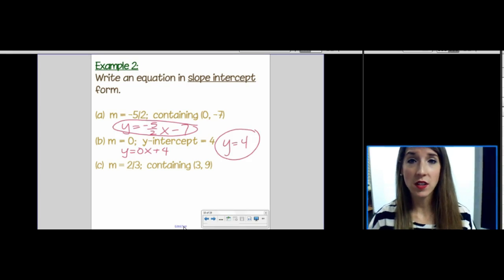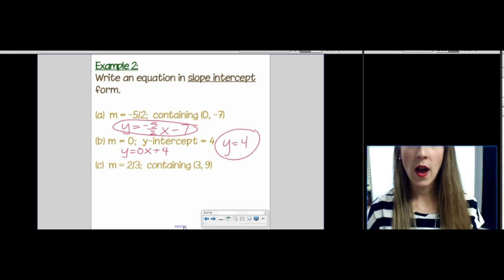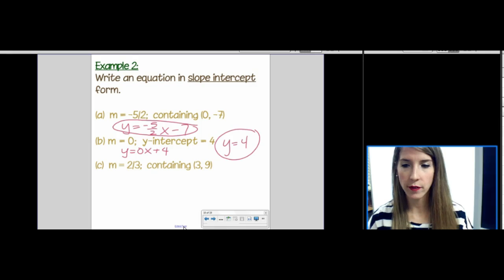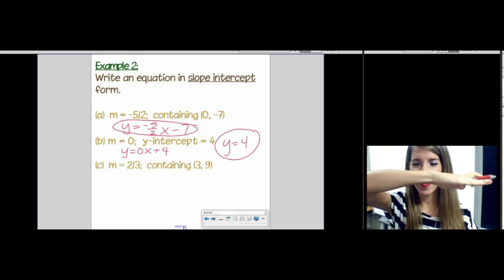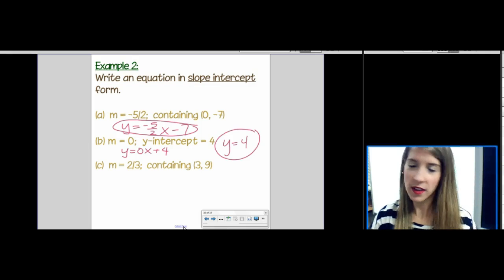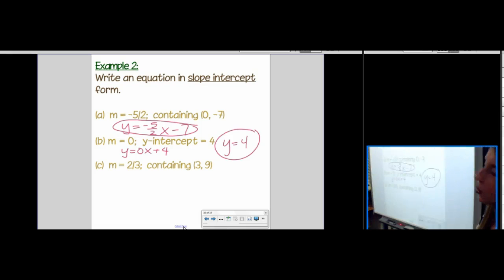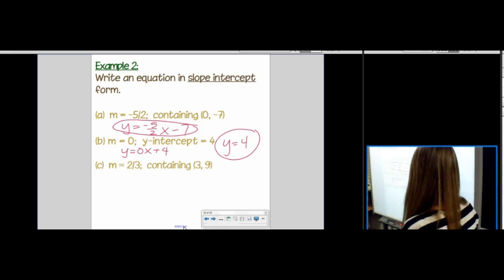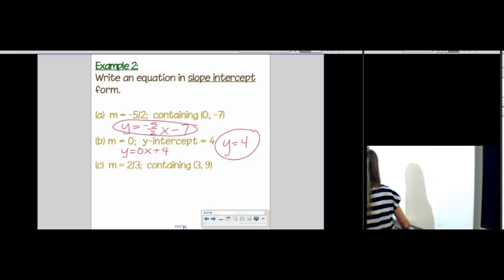Is that a horizontal line or a vertical line? y equals 4. Is that horizontal or vertical? Flat, it's a flat line. Very good. No, it's not sloping at all. It's sloping 0.